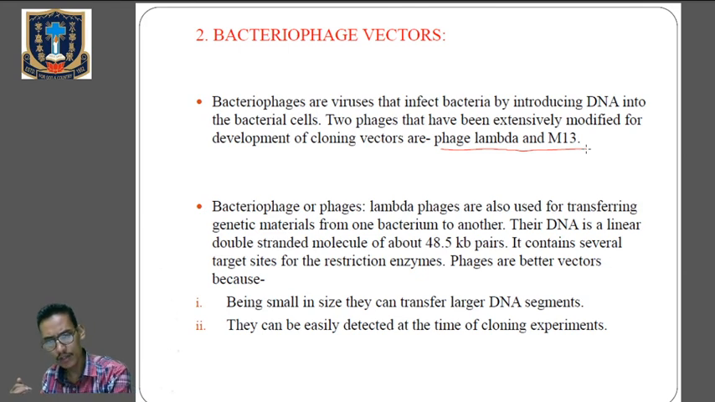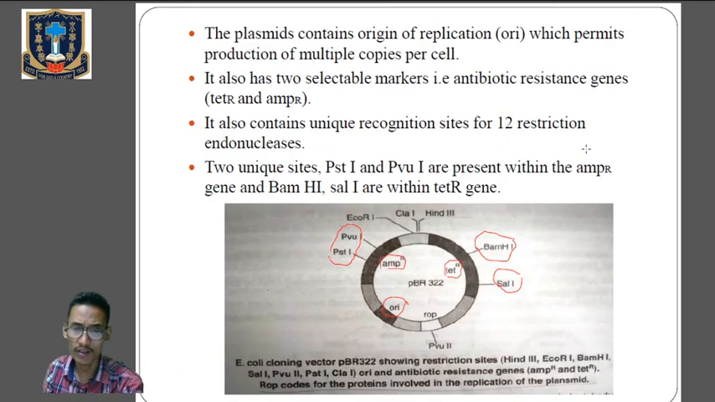First one, you will go through the plasmids, and in plasmids you will go through the structure of the vector PBR322. We have got the ORI sites, we have got the ampicillin and tetracycline resistance sites which act as selectable markers. Then they have got a few unique recognition sites. So that diagram is very important. You will go through this diagram.